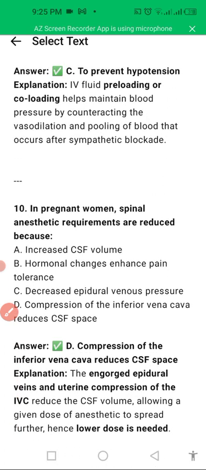So these are some of the important questions that are very important for spinal and general anesthesia, which you have to memorize.